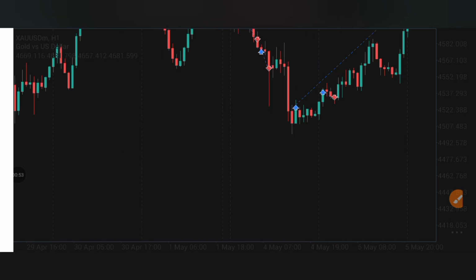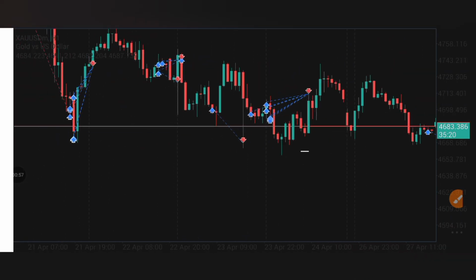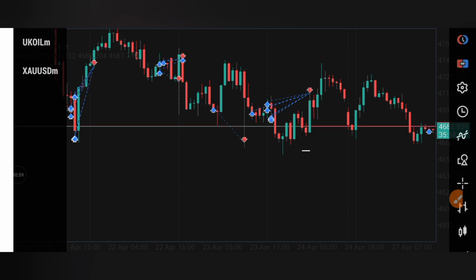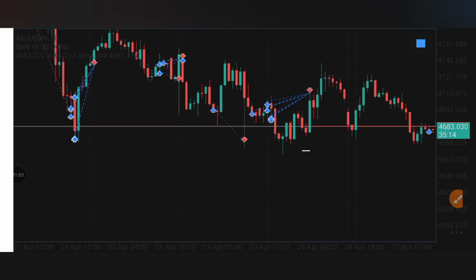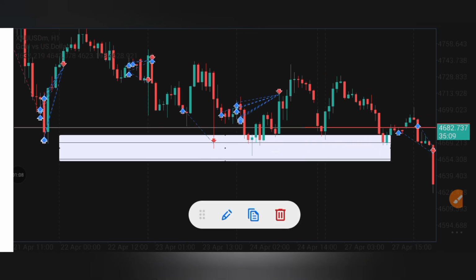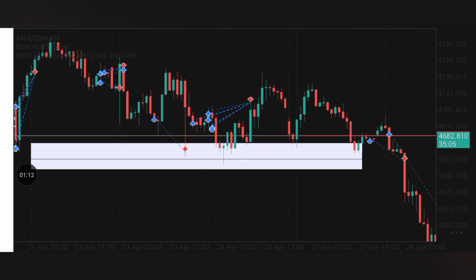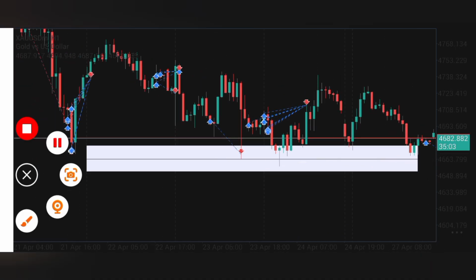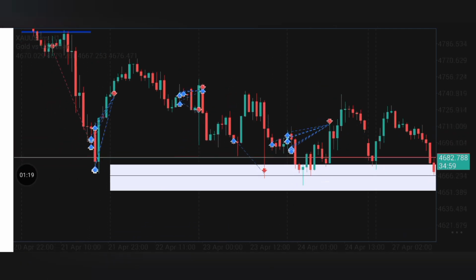There are a lot of support levels that we mark. For example, let's come here and mark this one. This is another good example of a support level. Look, this is a very strong support level. When the market reaches this point, we expect a change. This is what we are talking about, the support.